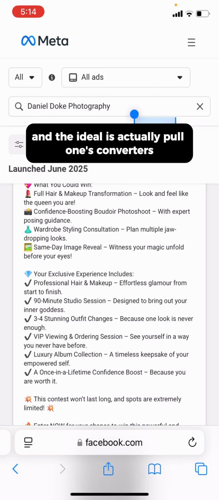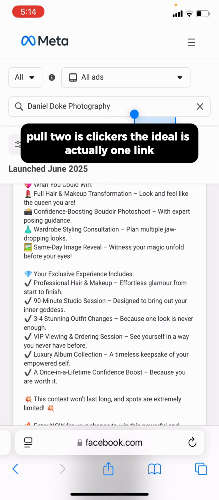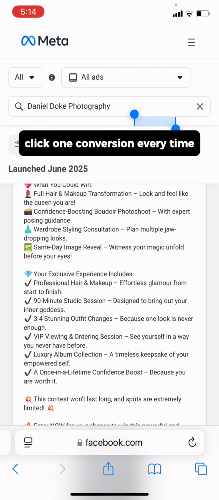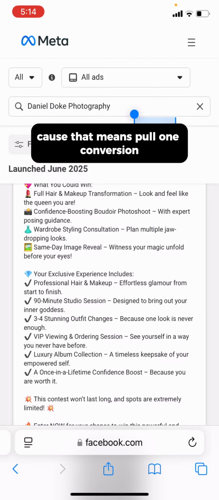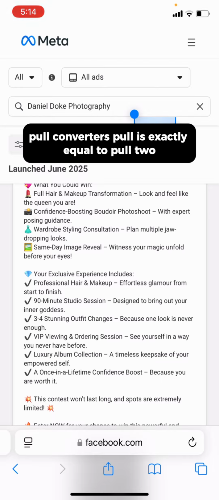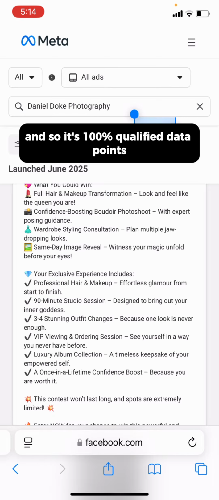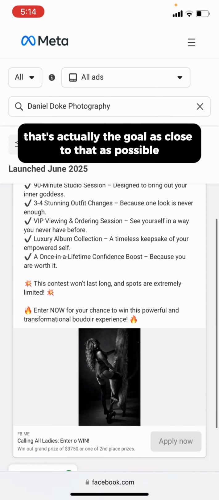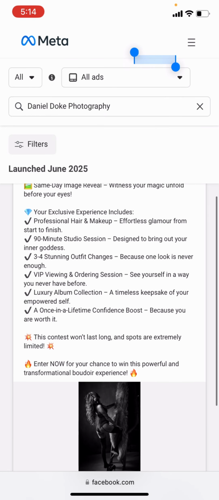The ideal is actually, pool one is converters, pool two is clickers. The ideal is actually one link click, one conversion every time, because that means pool one, the converters pool, is exactly equal to pool two, the ad clickers pool. And so it's 100% qualified data points. That's actually the goal, as close to that as possible.